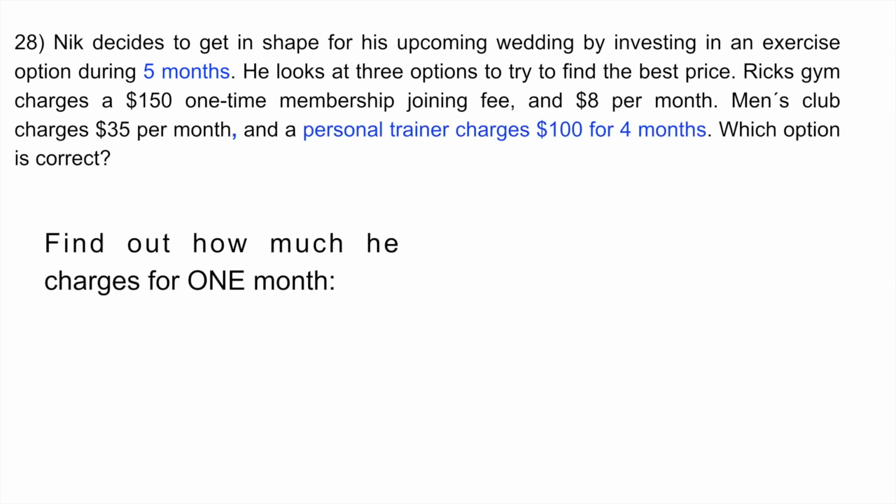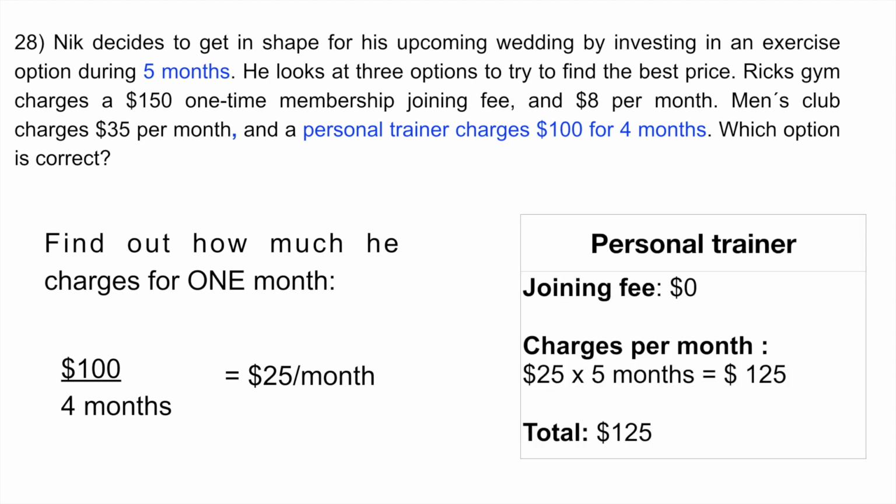And the third option was the personal trainer. Here it's a little bit different, because they're telling us he charges $100 for 4 months. So we have to find out how much he charges for 1 month. The way we do that is divide the $100 by 4 months, and that tells us how much he charges for 1 month, which is $25. Then we're going to be using this option for 5 months, so we multiply 25 times 5, which gives you 125.